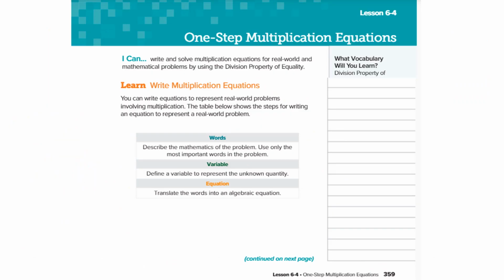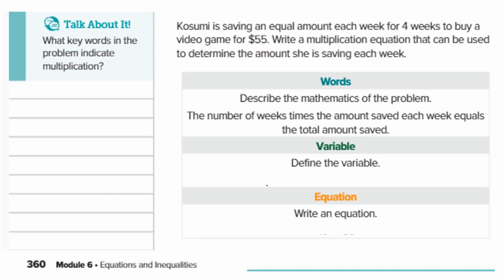So as we get into this, once again, it's just being able to say, I can do these multiplication equations by using the division property of equality. So I know that if I start out with multiplication with a variable, then I'm simply going to do the opposite function, division, on the opposite side. Division property.